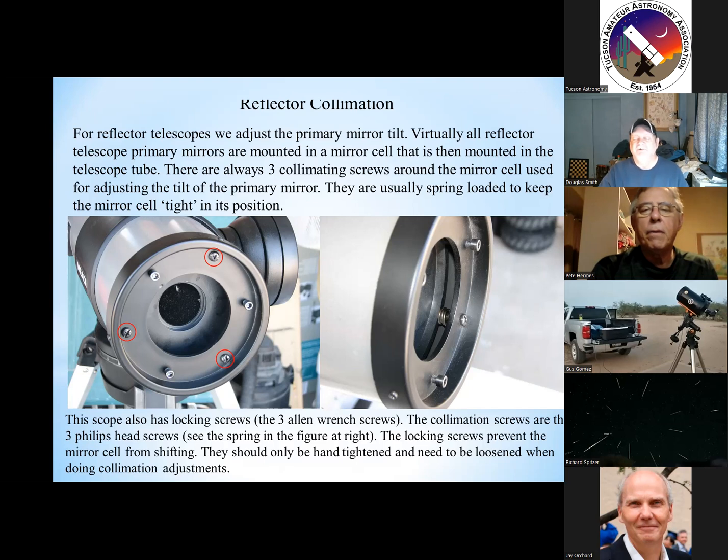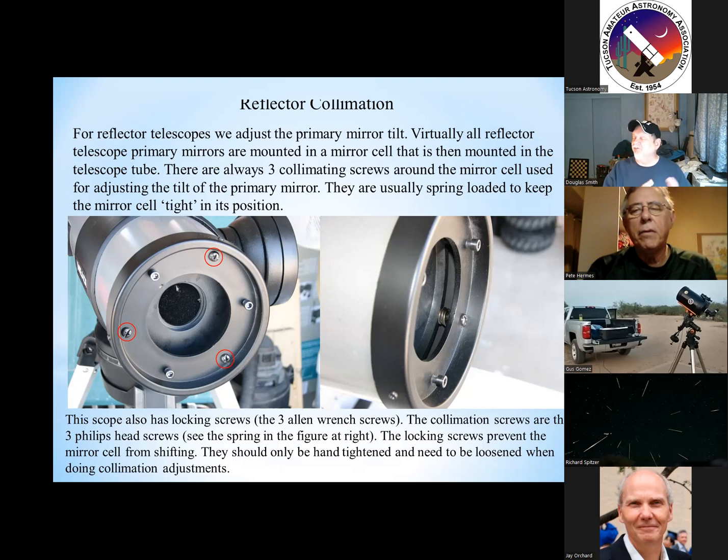A lot of these mirror cells have locking screws. That's what these other 3 screws are. When you want to do the collimation on the scope, you loosen the locking screws. So it gives you some wiggle room to move the mirror cell back and forth.